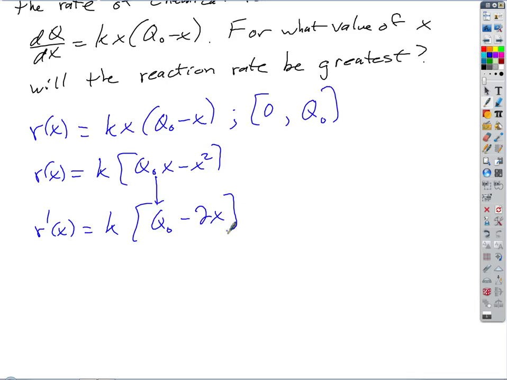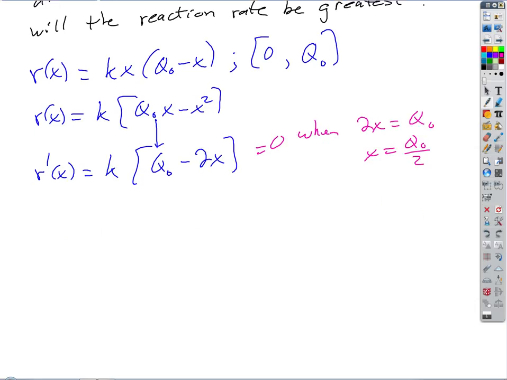2x. Would you agree that that's going to equal 0 when 2x equals q naught? So x equals q naught over 2. That's going to be our maximum, isn't it? It's the only critical number we have. And we know that at either end of our domain we get 0 reaction rate: if I plug in 0 for x or q naught for x, I get 0 back. So we already know that's our maximum.